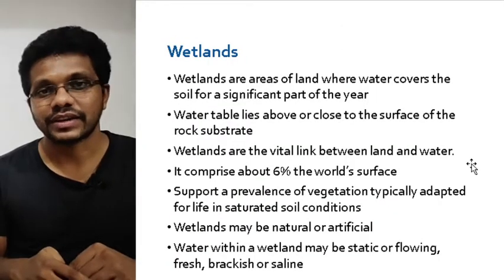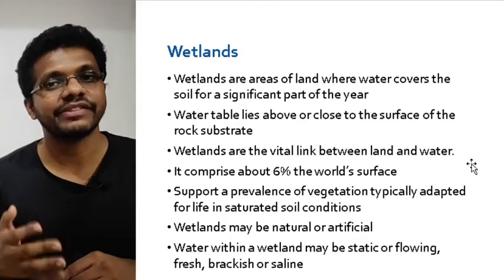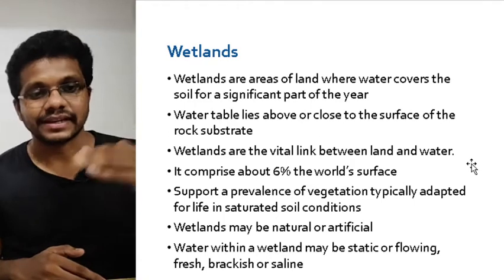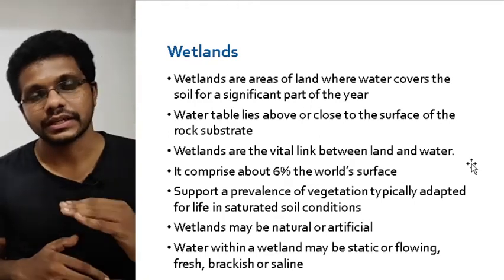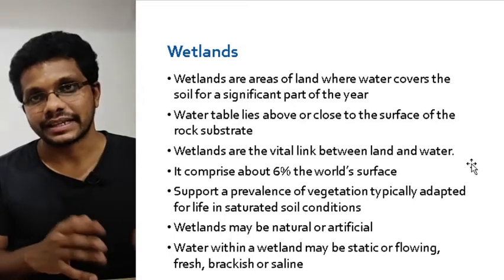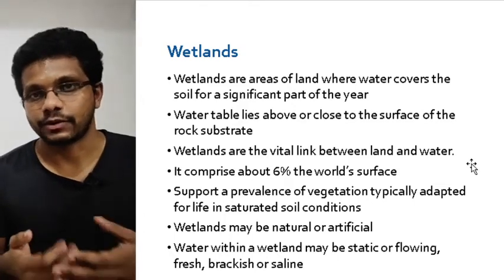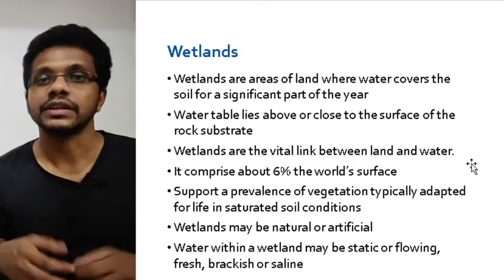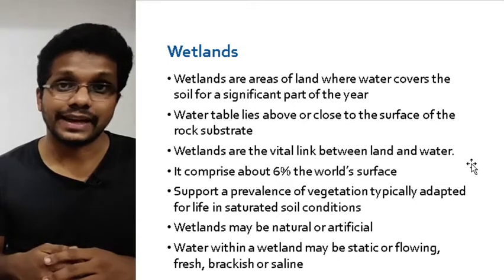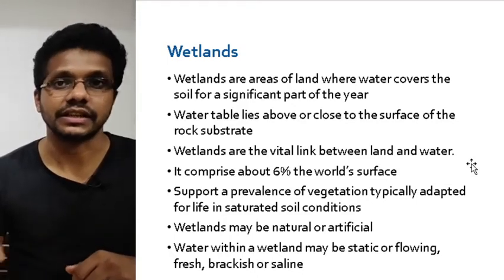Wetlands are areas of land where the land surface is covered by water for a significant period of the year. The water table lies above or close to the ground level. It is a vital link between land and water, and it supports vegetation and ecosystems which are adapted to live in saturated soils. A wetland can be natural or artificial, and it has many vital functions in the ecosystem.